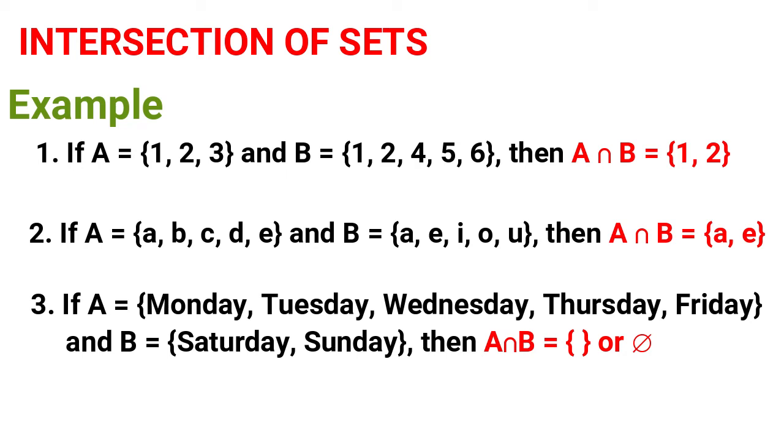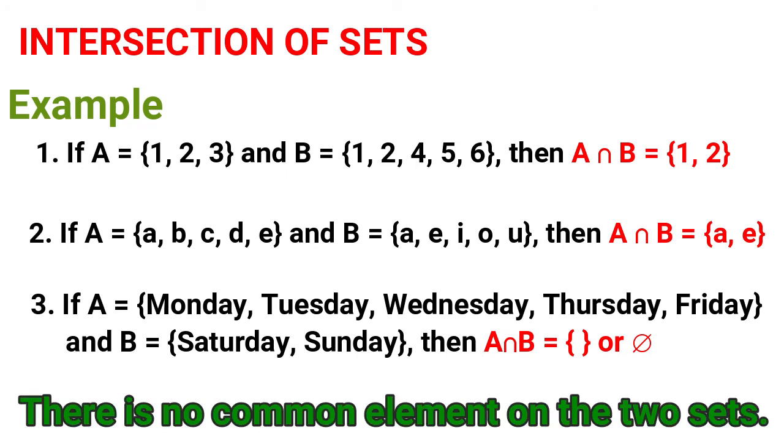As you can see in the first two examples, the elements in the intersection of sets are the elements that are present in both sets. In number 3, the intersection is a null set. Why? Yes, very good. There is no common element in the two sets.